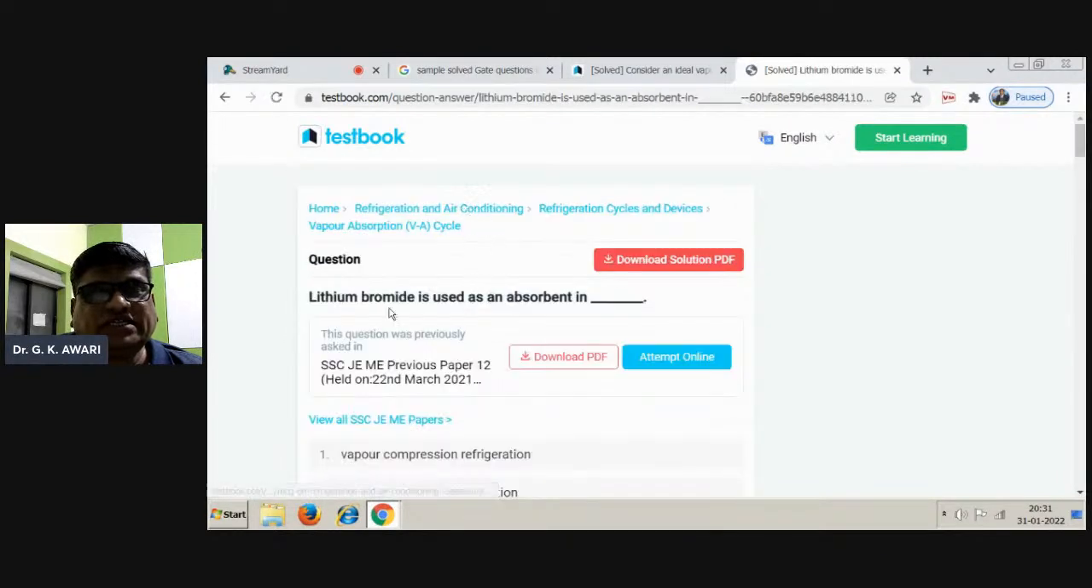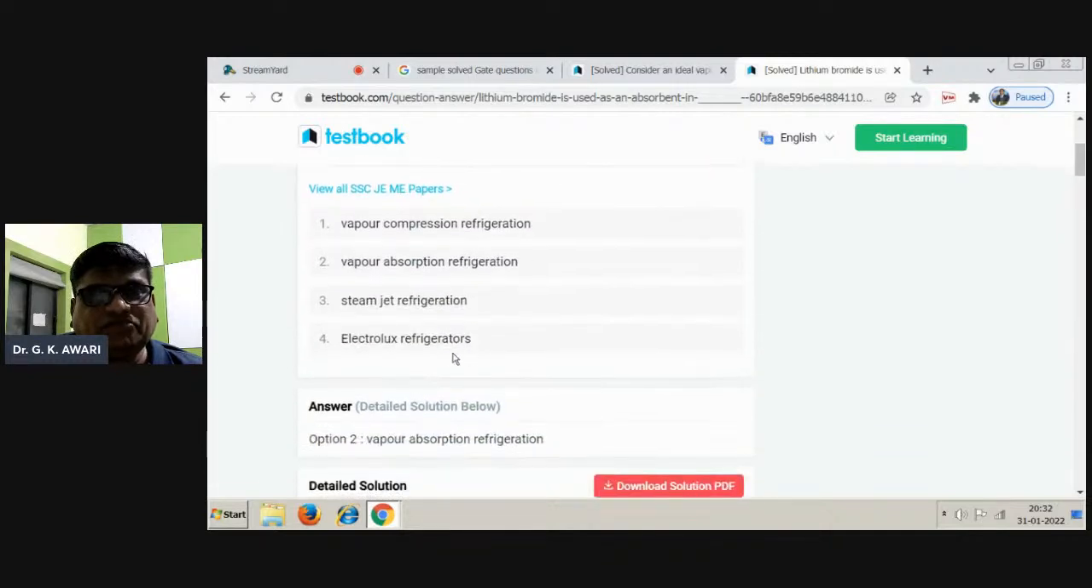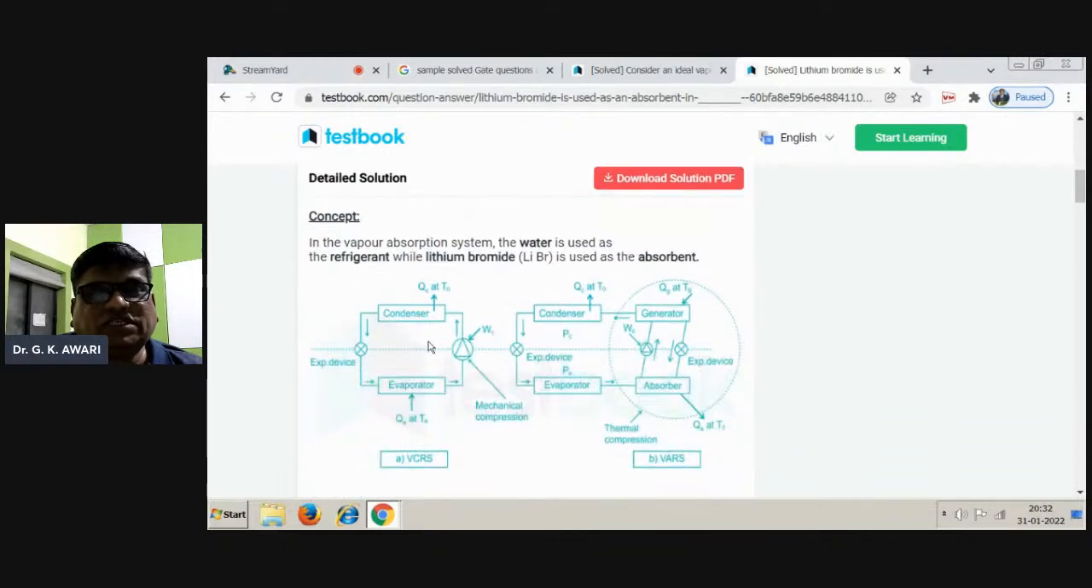Lithium bromide is used as an absorbent in which kind of system? Just now we have studied the vapor compression refrigeration system, vapor absorption system, steam jet refrigeration, and electrolysis refrigeration. So it is used in the vapor absorption system.